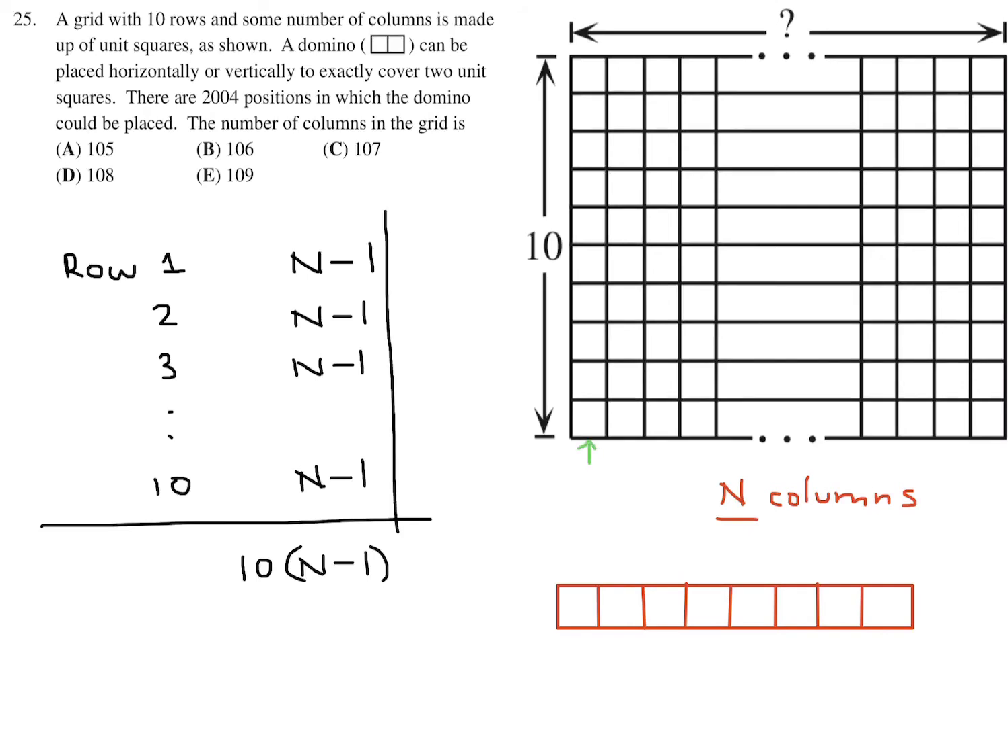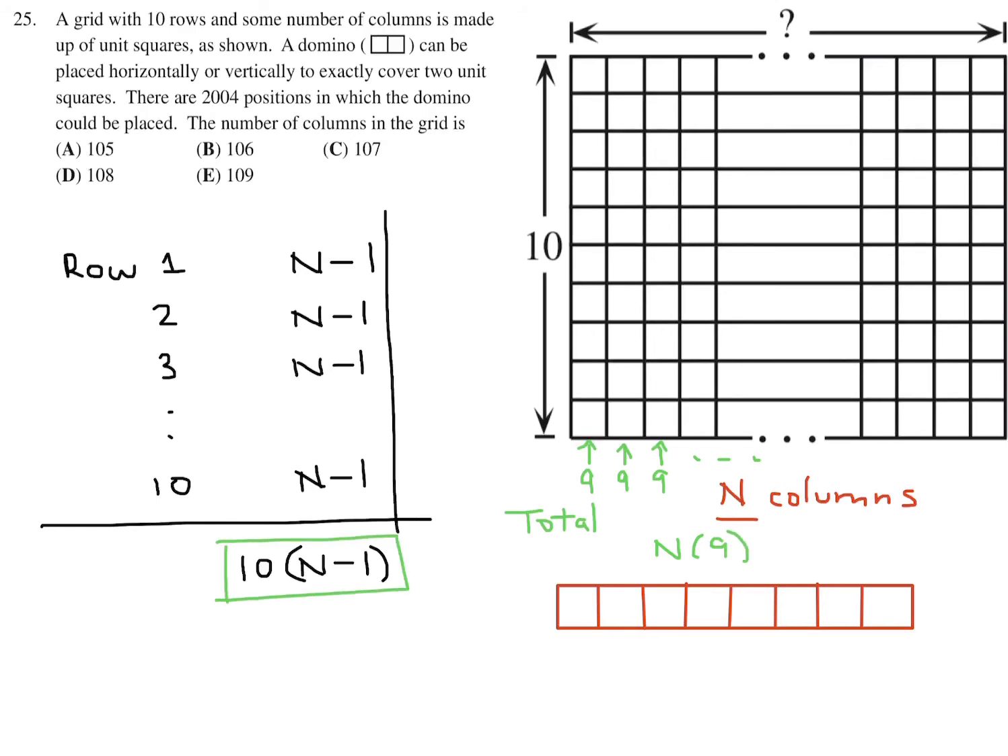In the first column, how many times can I place that domino? I could do it in 9 ways. In the second column, in how many ways can I place the domino? Another 9. And in the third column, another 9, and you get the point, right? Dot, dot, dot, and so on. What's the total? There are n columns, and for each column there are 9 ways of placing the domino. So n times 9.